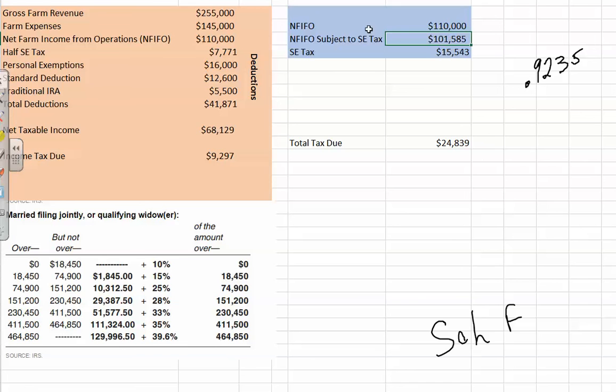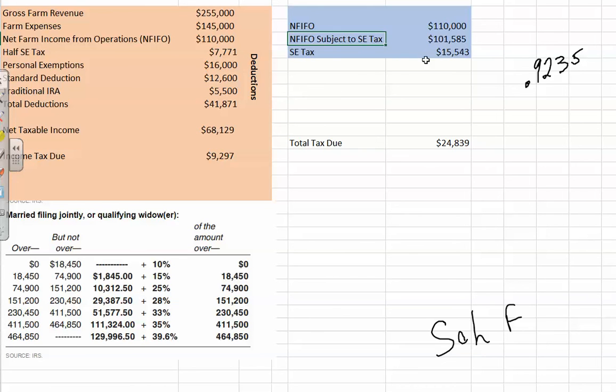Now this cell here we want to call the net farm income from operations that's subject to SE tax. Again, when you take exam 2, this is going to be a very specific term, so pay attention to it and realize that if you see this term right here, that means the net farm income from operations has already been multiplied by the 0.9235.